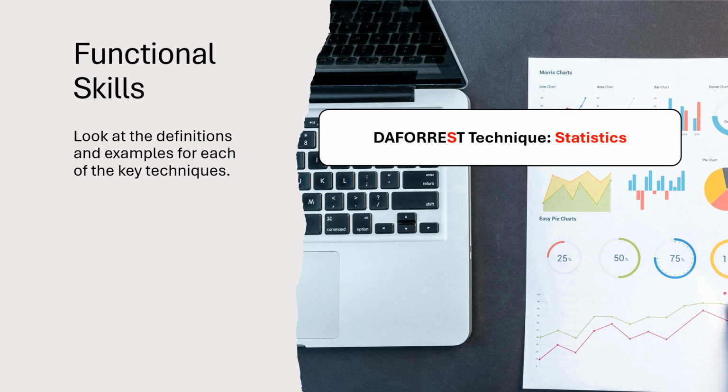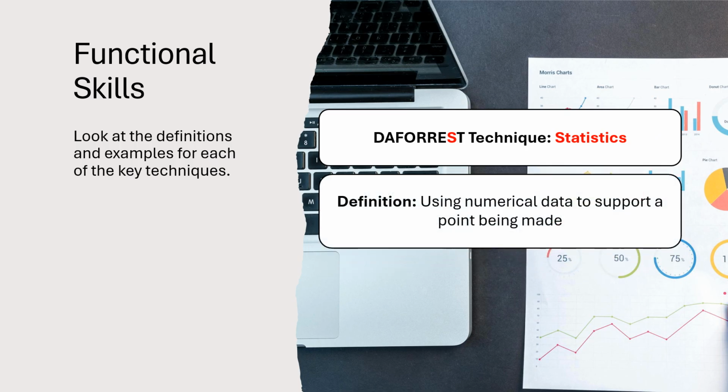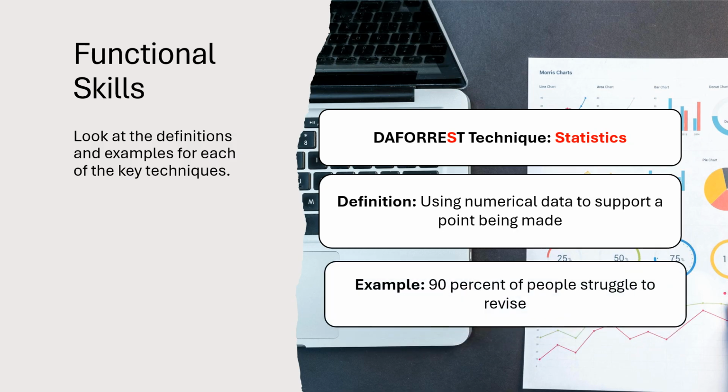Next we have statistics. Statistics is one of the very few times that we ever mention maths within an English lesson. This is where we use numerical data to support a point that's being made. An example of this would be something like 90% of people struggle to revise.